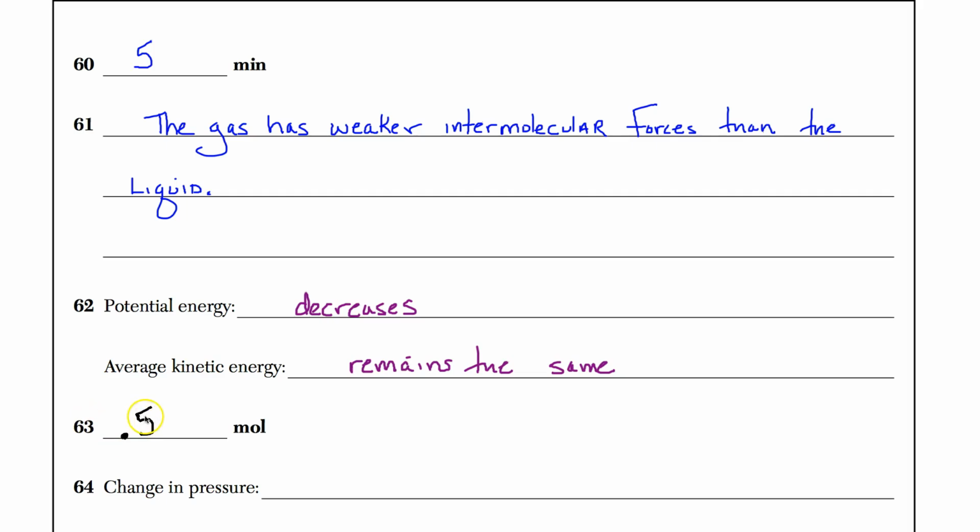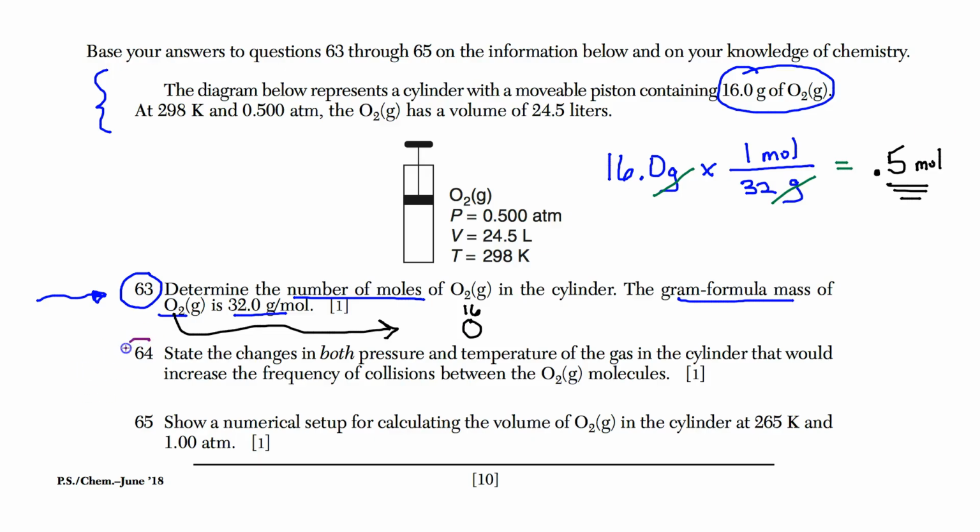So our answer is 0.5, and whether you write 0.5 or 0.50, or add another 0 if you want to be fancy, it doesn't matter. They're not looking for the sig figs. Remember, ending zeros count, but 0.5 just works, or anything close to 0.5. Okay, so 63 is 0.5, on to 64. I think you can handle this question. On to 64. So in number 64, state the changes of both pressure and temperature.